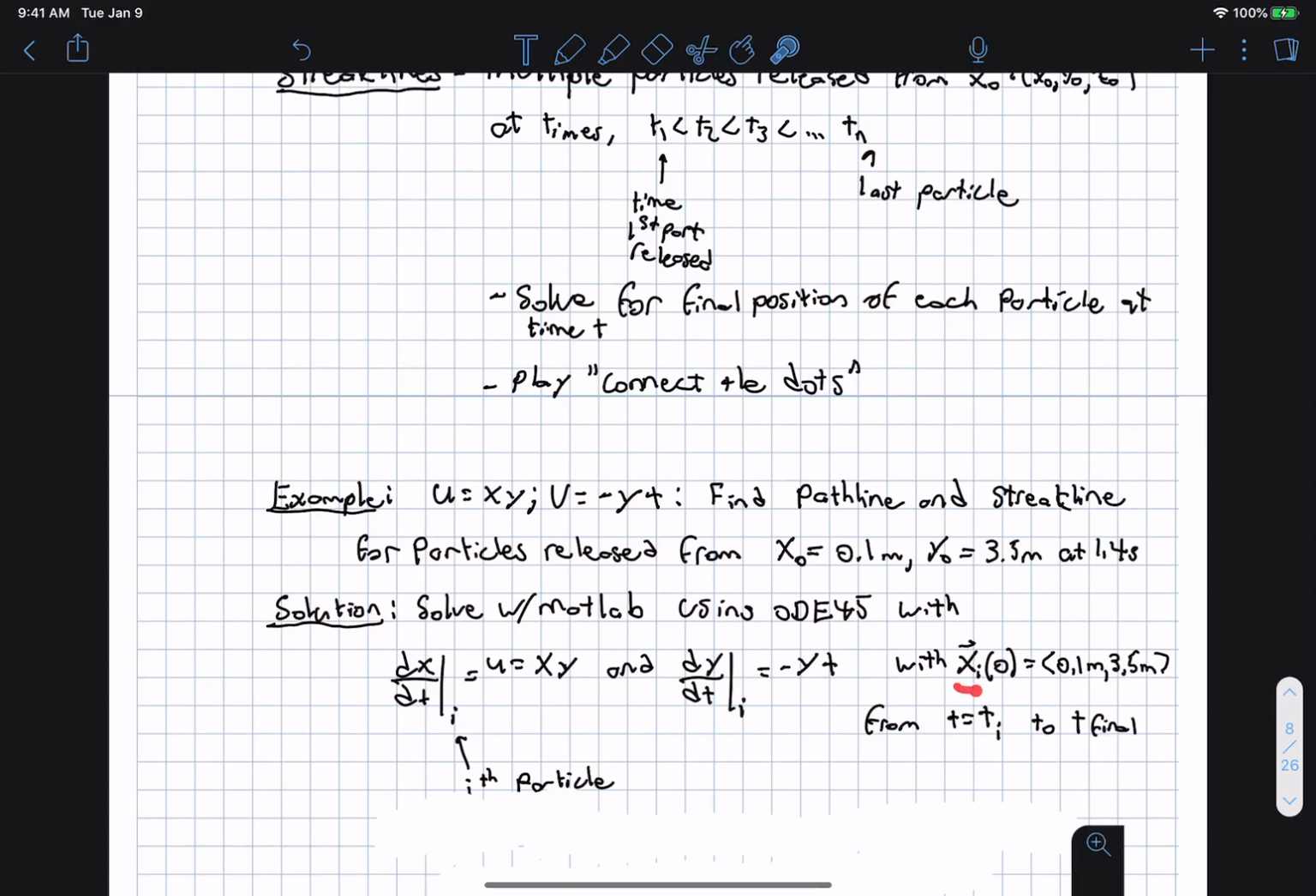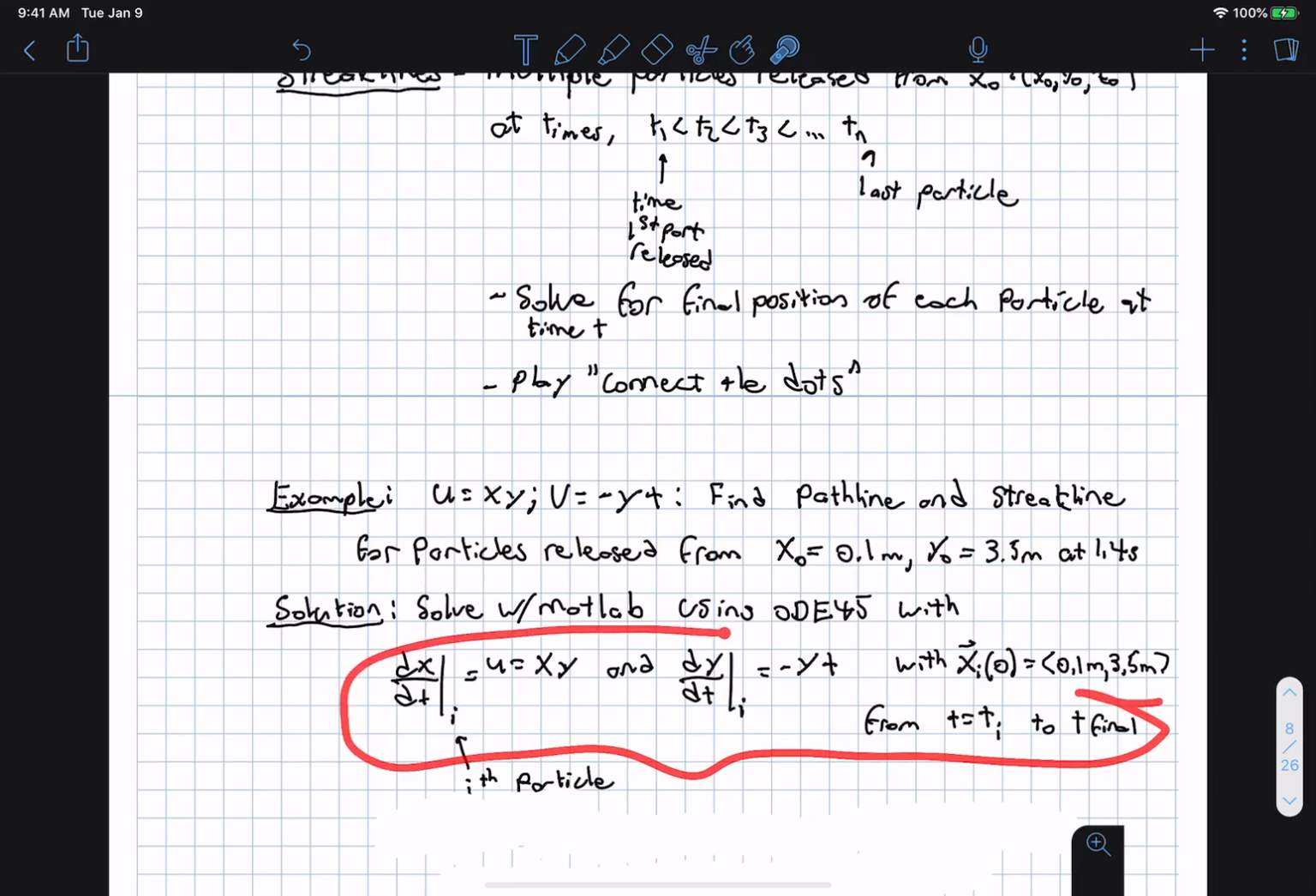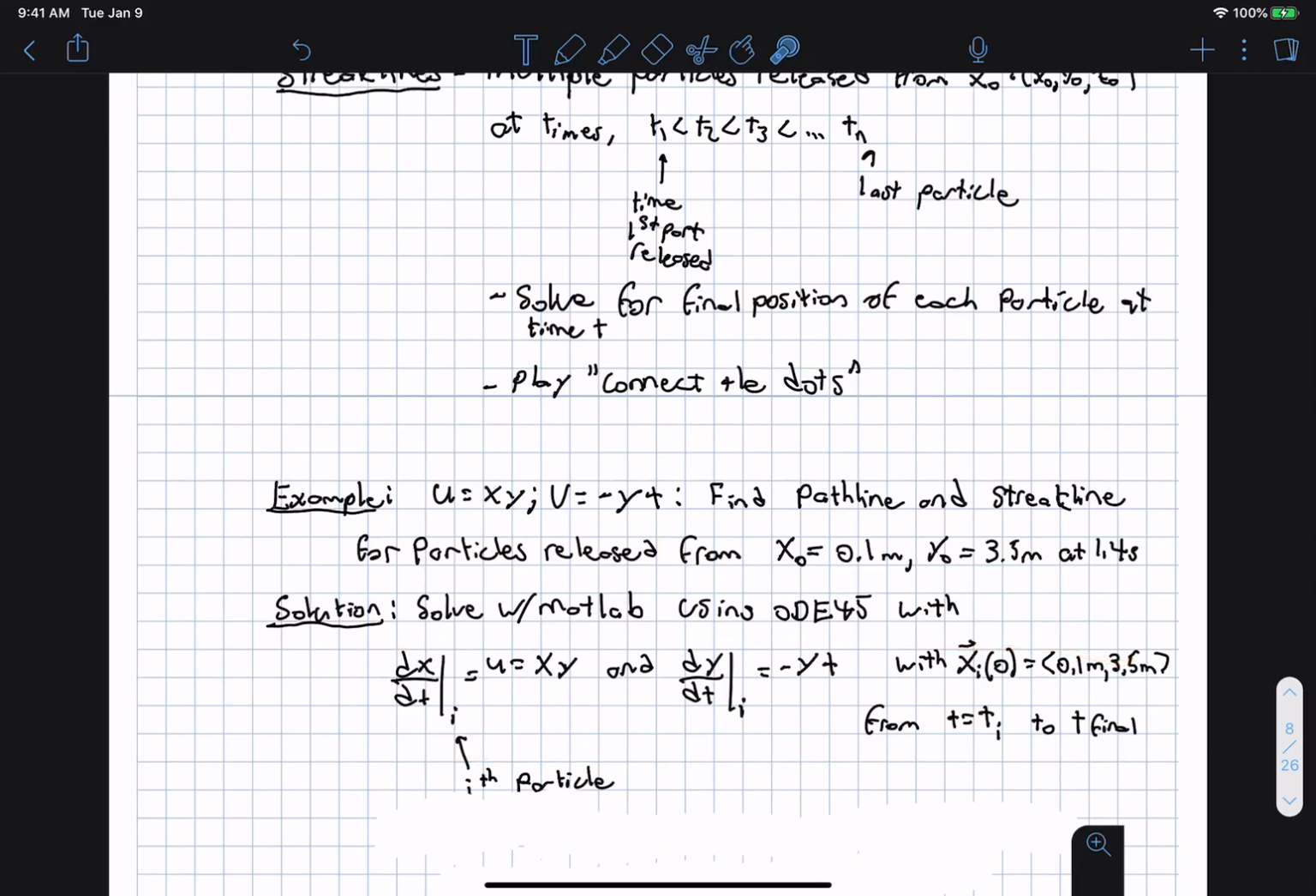And the initial position of the particles is given at x equal to 0.1 meter and y equal to 3.5 meters. And we then solve this system of differential equations from the release time of each particle to the final time, which is 1.4 seconds.